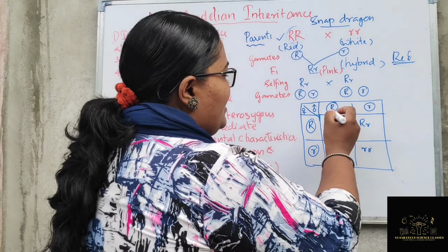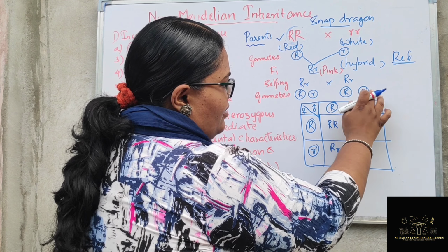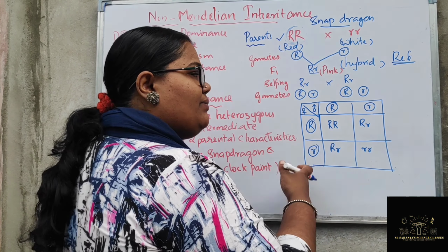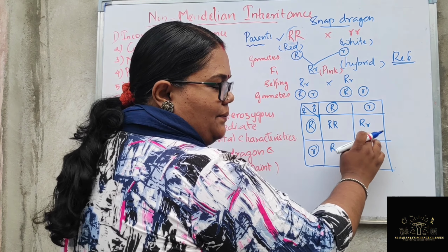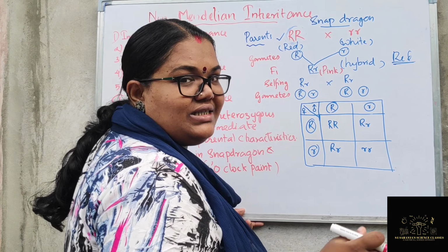You can see here capital R, small r, capital R, here capital R, small r, and here also capital R, small r. If they are pairing, one you can take as a male or a female, whatever it is, capital R, and capital R, small r. Here capital R, small r, and small r, small r. This will be the genotype.